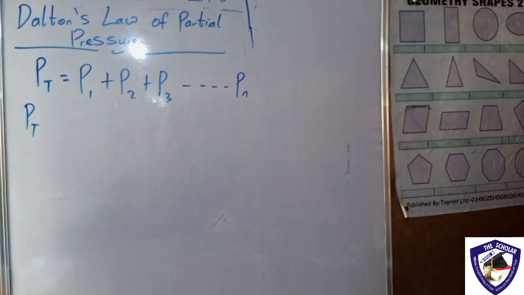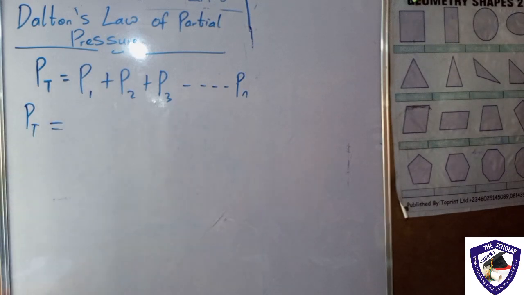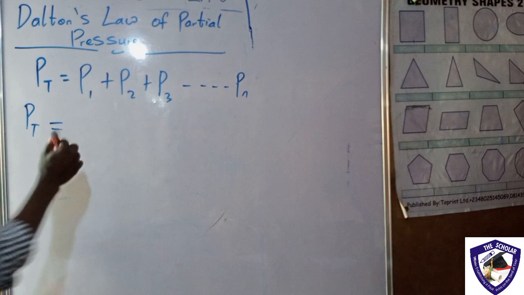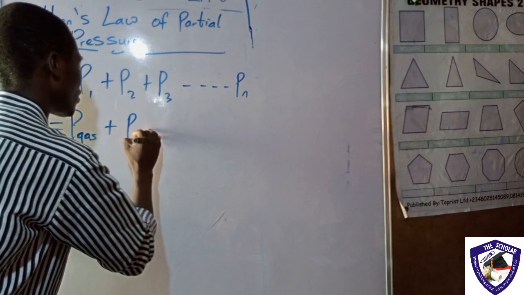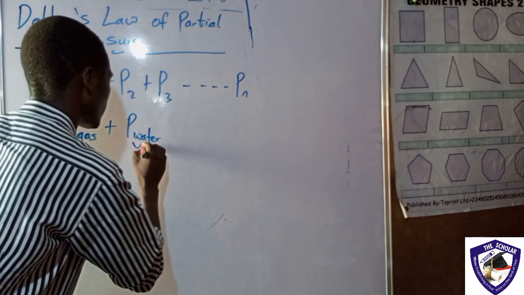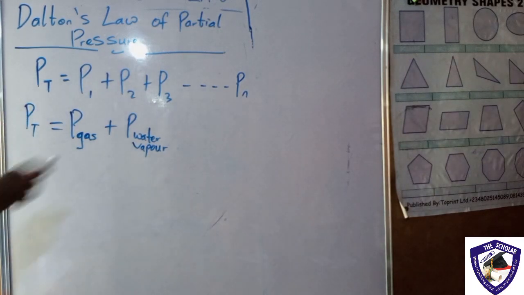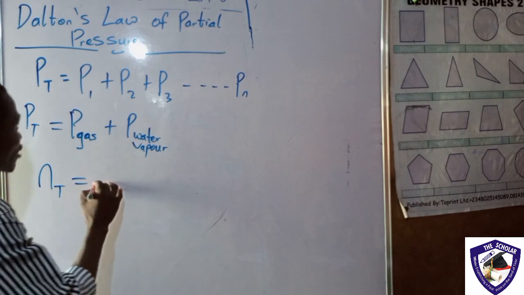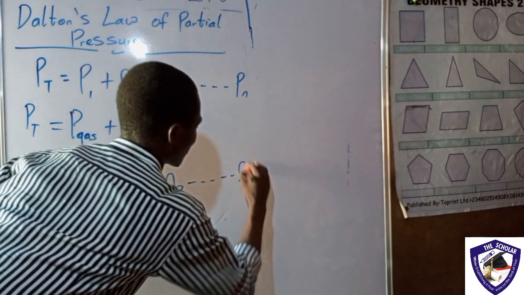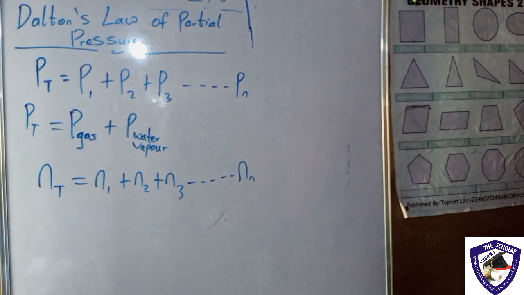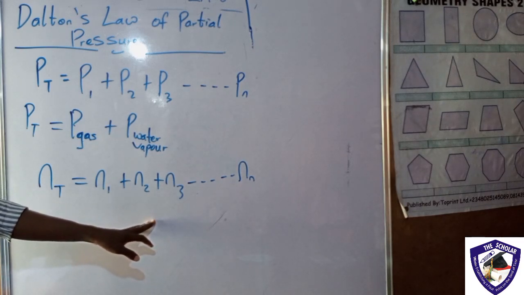It also expresses that our total pressure is equal to the partial pressure of the gas plus water vapor. We can also have the total number of moles, N1. That's what I was talking about. So I was talking about this question before. When they want to combine the two, you might be given some questions to calculate the mole fraction of the gas.